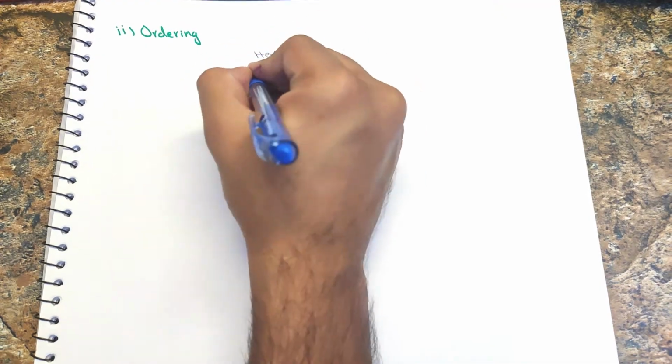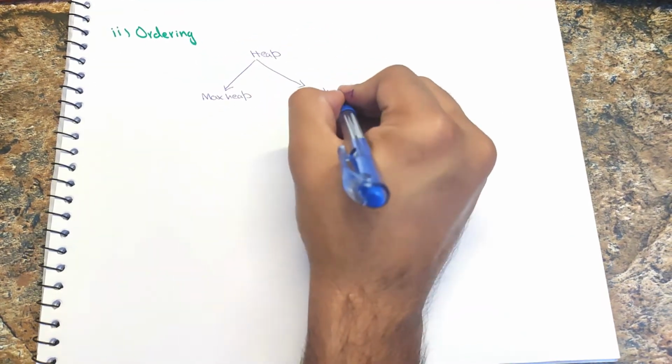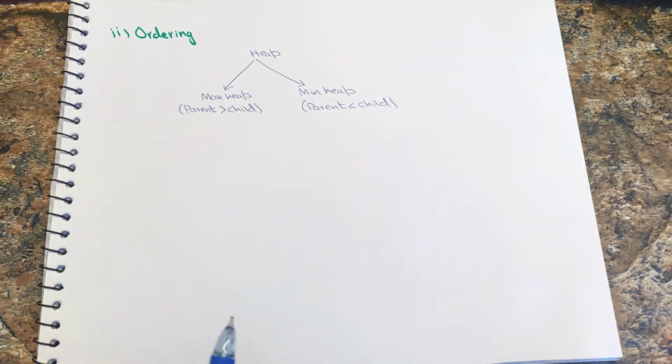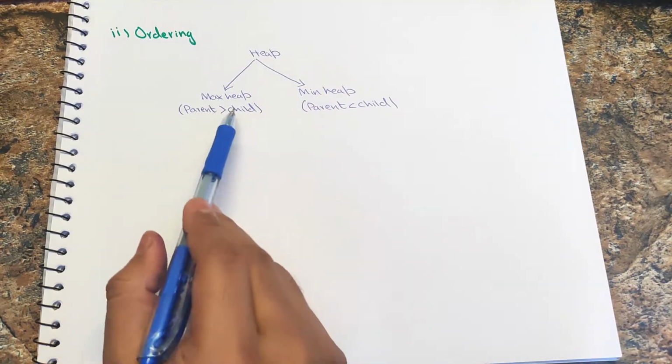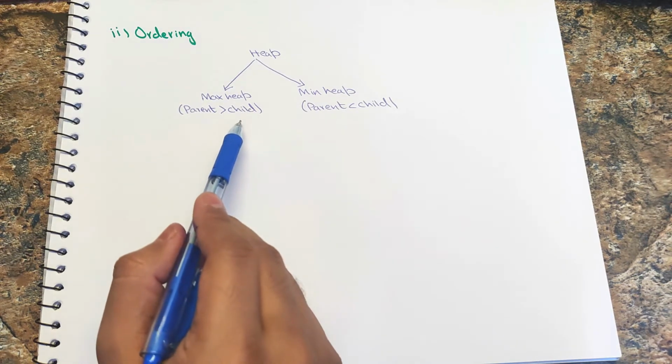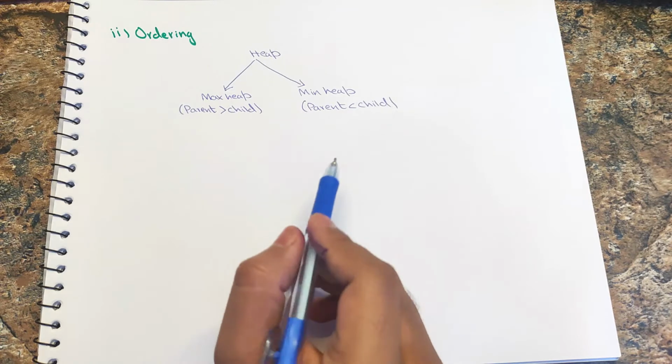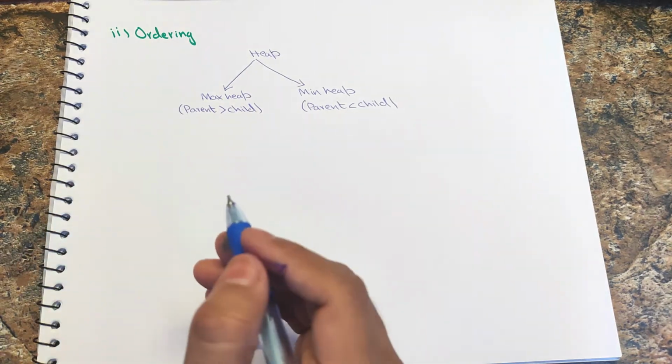The second property is ordering. So guys, there are two kinds of heaps. For max heap, all the parents should be greater than the child. And for min heap, parents should be lesser than the child. Let's see how. Let's first try to draw a max heap.